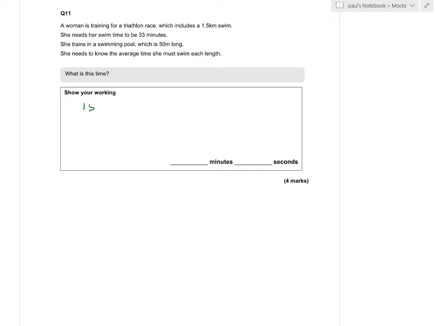1.5 kilometers is 1,500 meters. And each length is 50. So this is how many lengths it's going to be. 1,500 divided by 50 is 30 lengths of the pool. And we need to be 33 minutes. So 33 minutes divided by 30 lengths is 1.1 minutes.